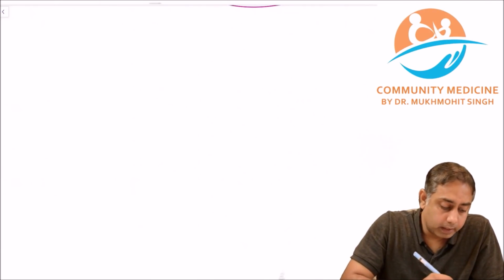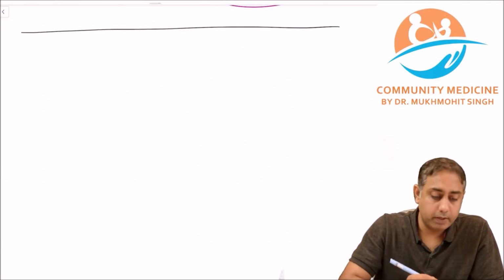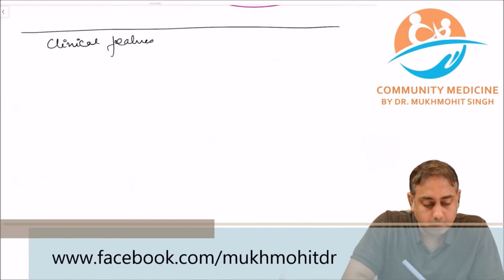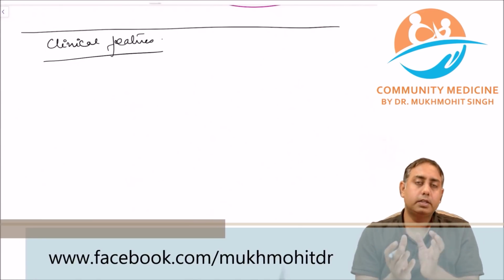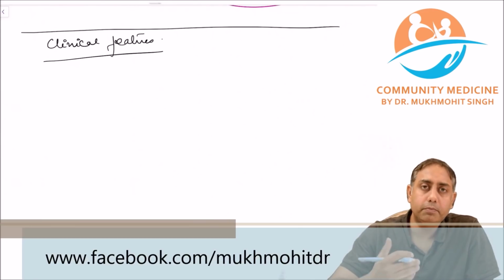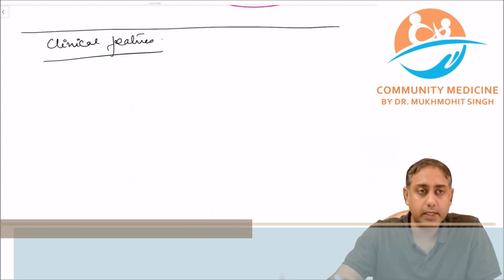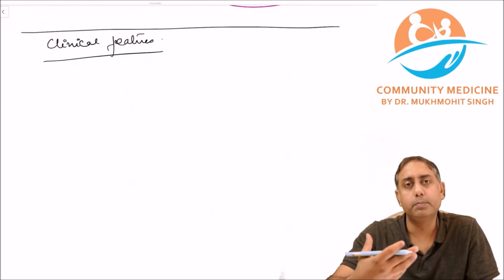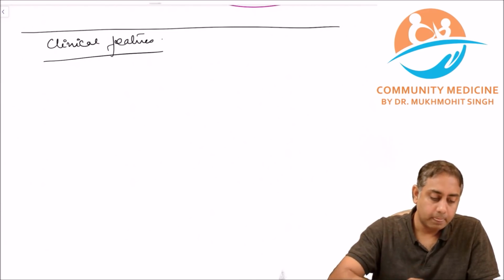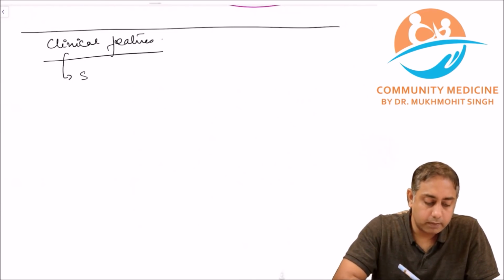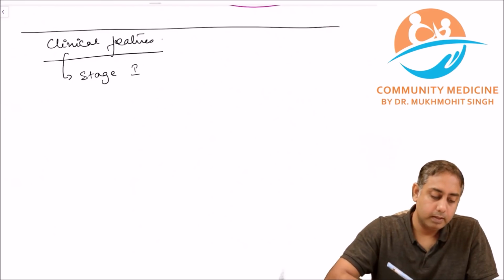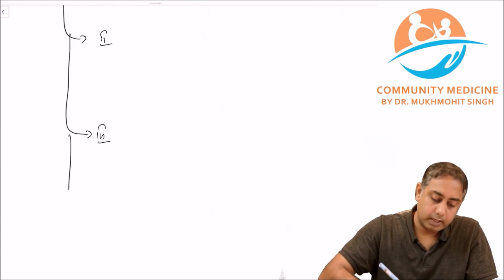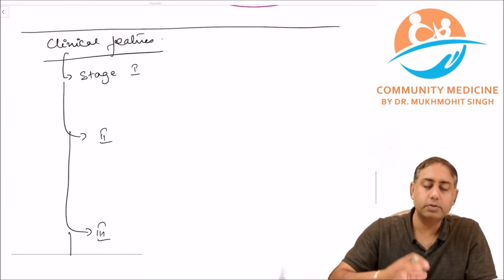So next we can take up the clinical features of HIV. For clinical features of HIV, we have divided into stages for simplicity's sake. We can have stage 1, stage 2, stage 3, and stage 4 of HIV based on the symptomatology presented by the patient. You can take it for your exams that we have divided into stage 1, stage 2, stage 3, and stage 4 HIV. So there are 4 stages.